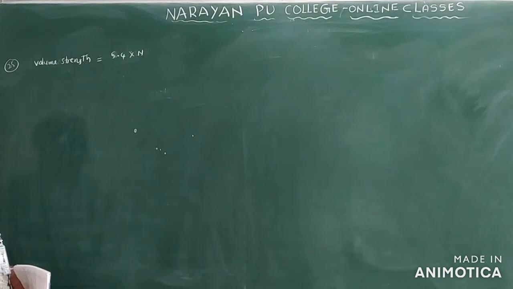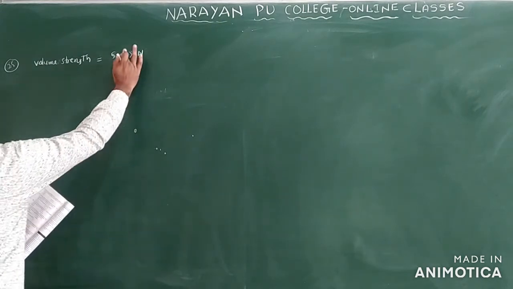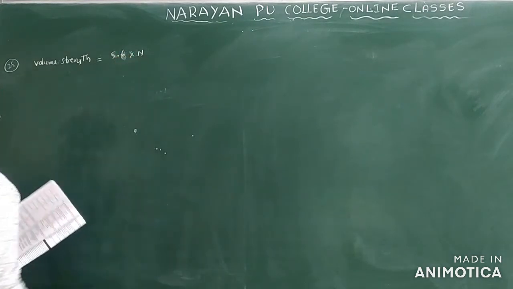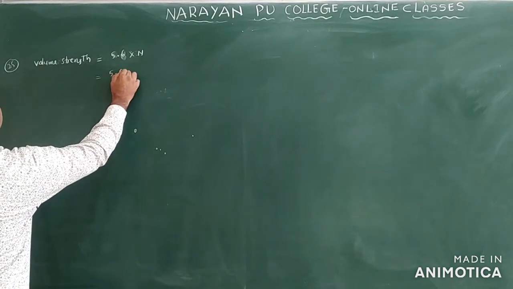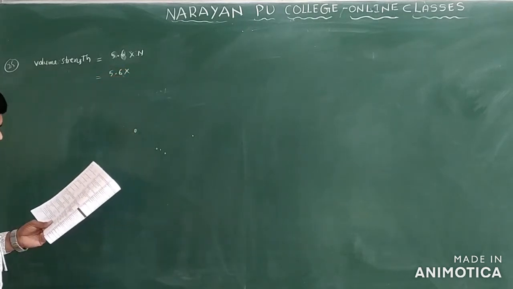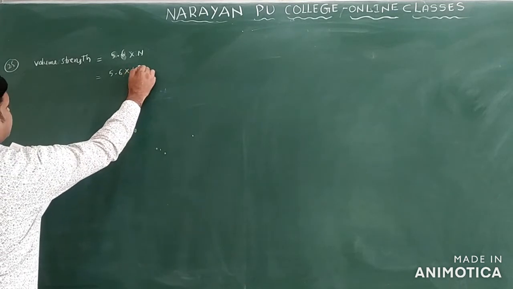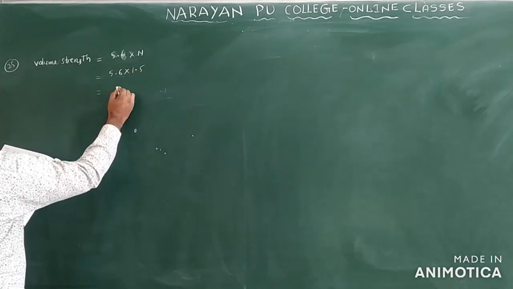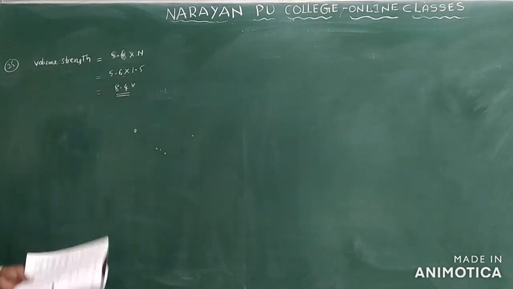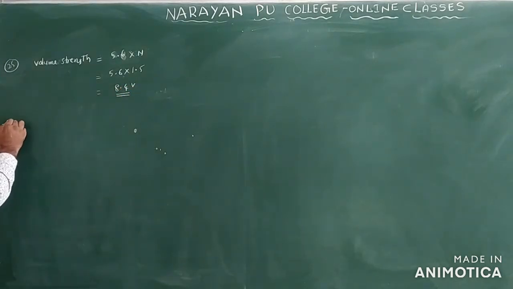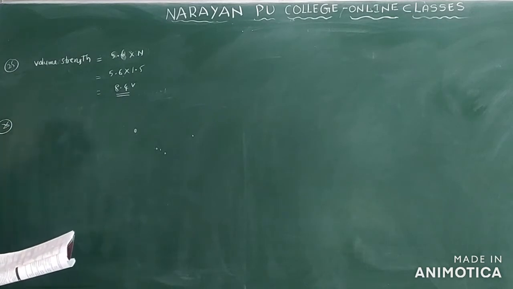You can take the direct formula: volume strength is equal to 5.6 into normality. So here I will write 5.6 into, what is the normality given? The normality is given as 1.5 only. You can multiply this one, you will get 8.4 only, that we can say is the volume strength. This is question number 25.